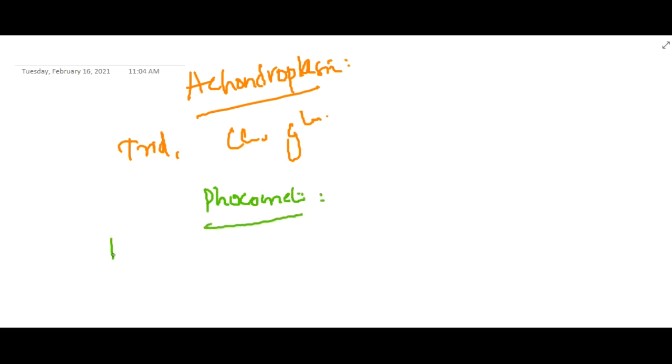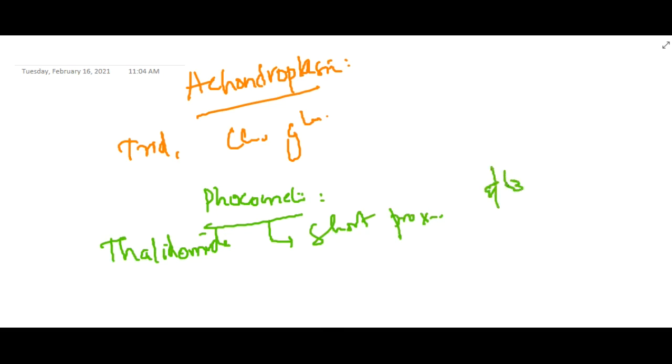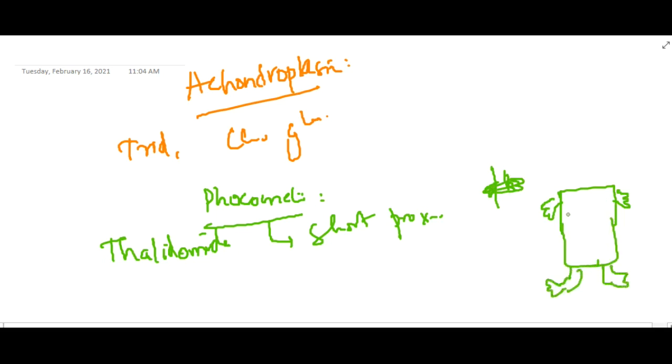Phocomelia occurs due to antenatal exposure to thalidomide. In phocomelia, the child will have short proximal limbs. The proximal limbs will be very short, and if this is the baby, this will be a short proximal limb, whereas even the distal limbs will be like this. The proximal limbs mainly will be very short, and the limbs mainly look like flippers of a seal. Thus, that is phocomelia.